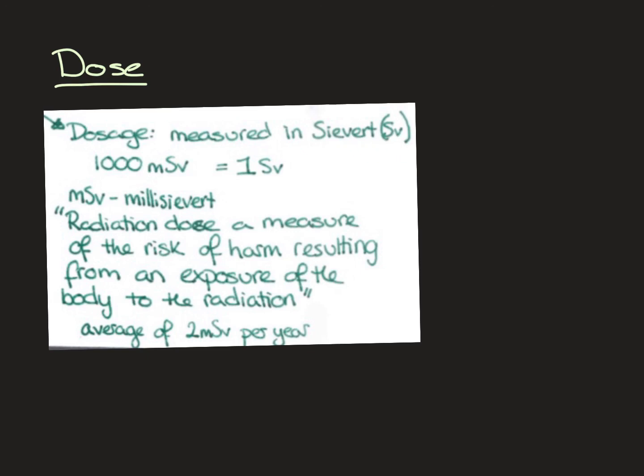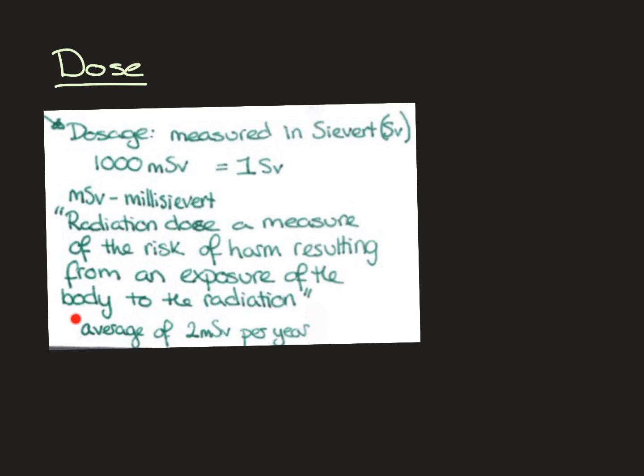And because we're talking about very small doses, most of the time, we normally talk about millisieverts in the same way that we might talk about a millimetre. We've got this milli prefix here. And that means that there are 1,000 millisieverts in one sievert. So we do need to know there's 1,000 millisieverts in one sievert, and that dosage is measured in sieverts.